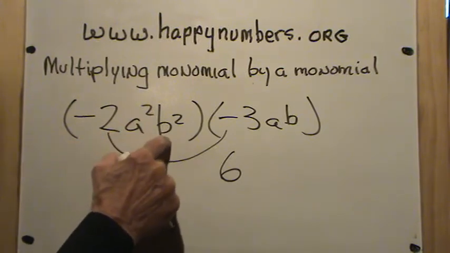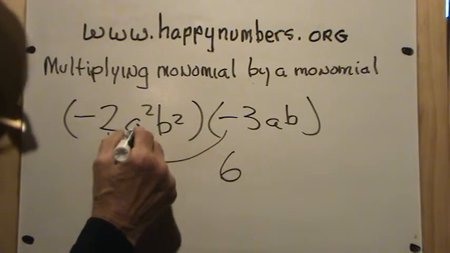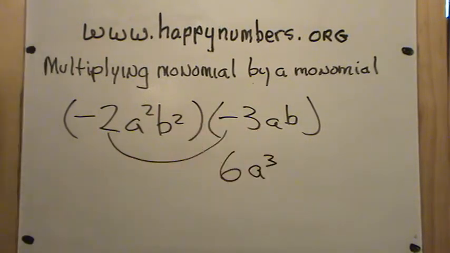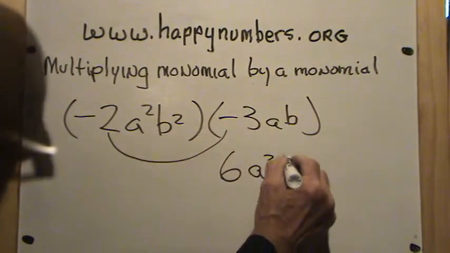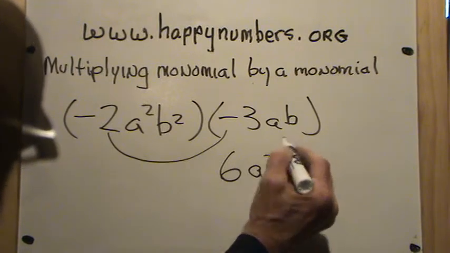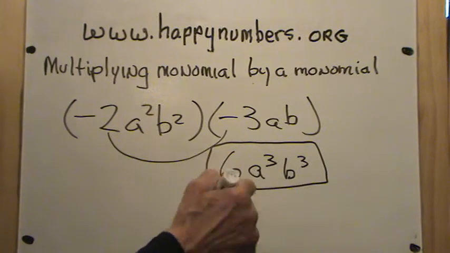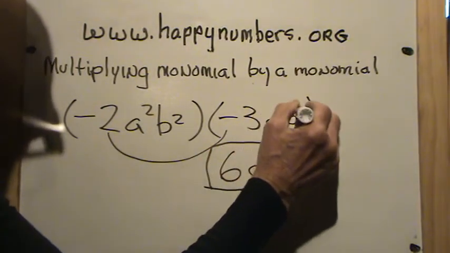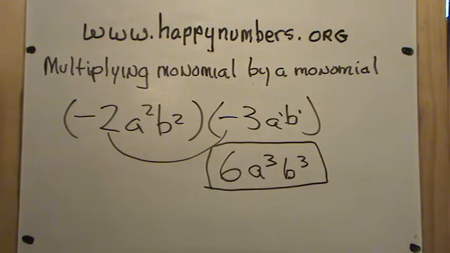We have a squared b squared and a to the first power b to the first power. So a squared times a to the first power would give us a to the third power. B squared times b to the first power gives us b to the third power. So our answer is positive 6a to the third b to the third. Again, remember, the exponent 1 is here, although it is not written. So let's take a look at some other examples here.